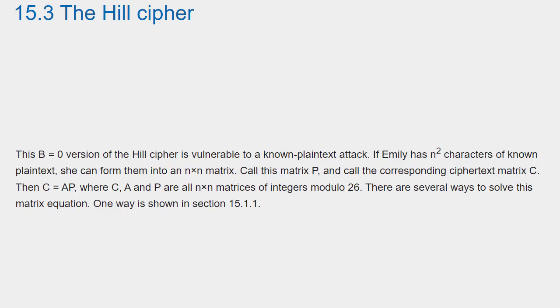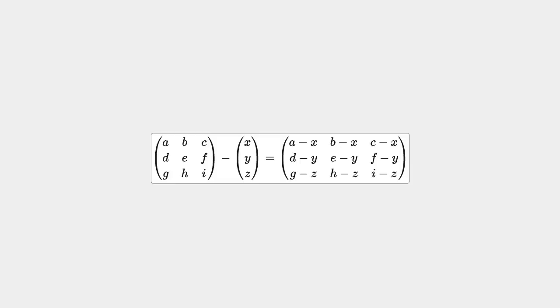This B equals 0 version of the Hill cipher is vulnerable to a known plaintext attack. If Emily has n² characters of known plaintext, she can form them into an n by n matrix. Call this matrix P and call the corresponding ciphertext matrix C. Then C equals AP, where C, A and P are all n by n matrices of integers modulo 26. There are several ways to solve this matrix equation. One way is shown in section 15.1.1.